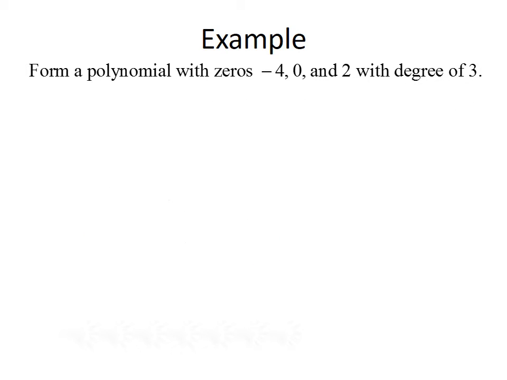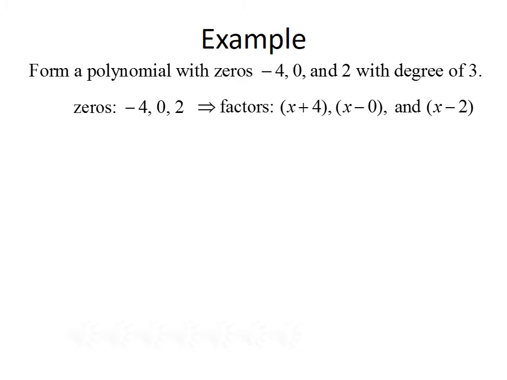Here's another example. Form a polynomial with zeros -4, 0, and 2 that has a degree of 3. Take a couple minutes and try to work this one out by yourself. When you feel like you have a good answer, go ahead and continue the lecture to follow along and see if you were right.